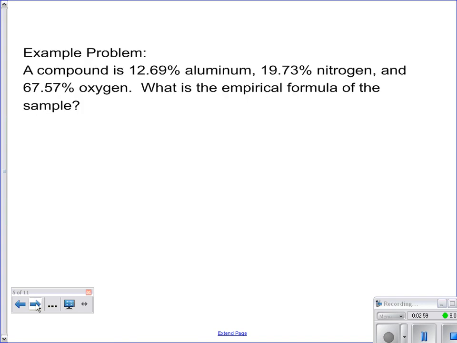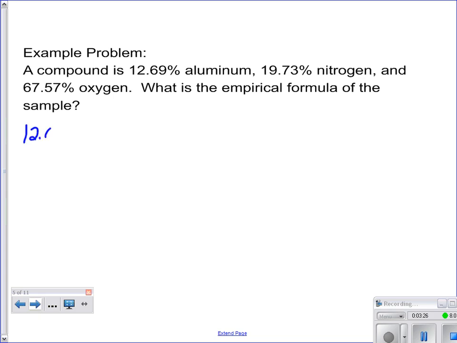Let's see what we mean by this. In this first example, we have a compound that gives us our percentage of aluminum, nitrogen, and oxygen. That all should add up to 100%. So we've got these three elements in this compound, and we want to know what the empirical formula is. The first thing we do is, if you're given percents, remember you assume that you're starting with a 100-gram sample because you have 100%. So just assume it's 100 grams.